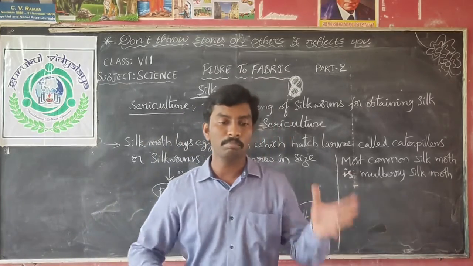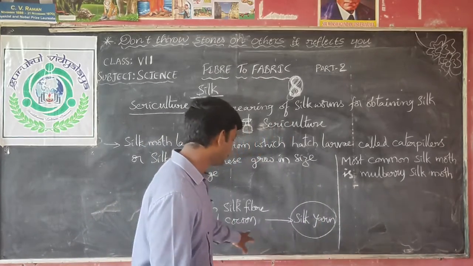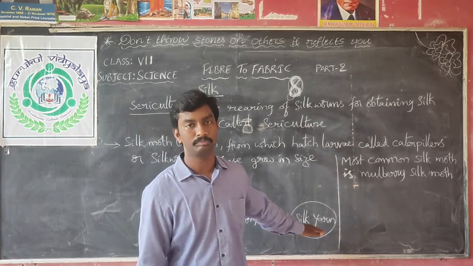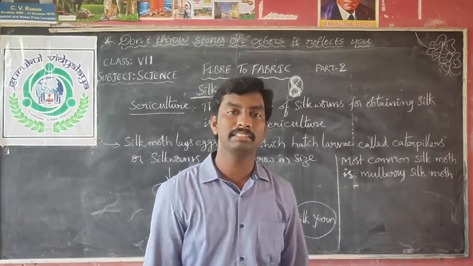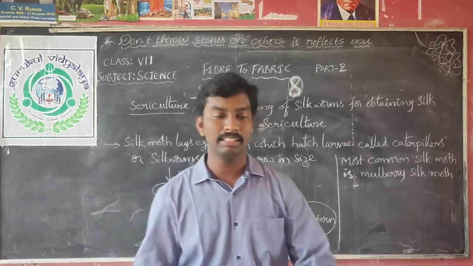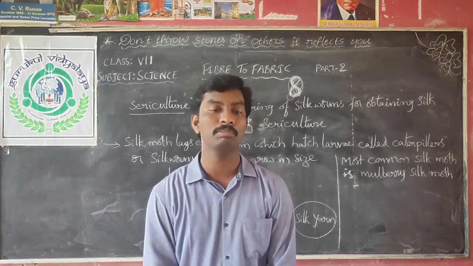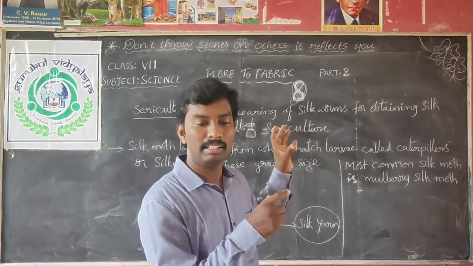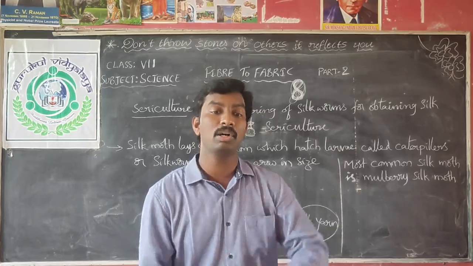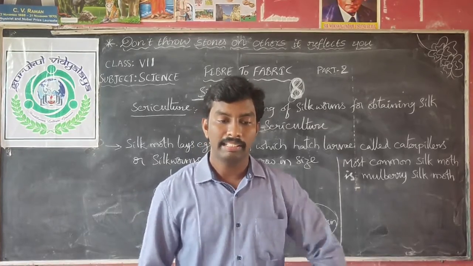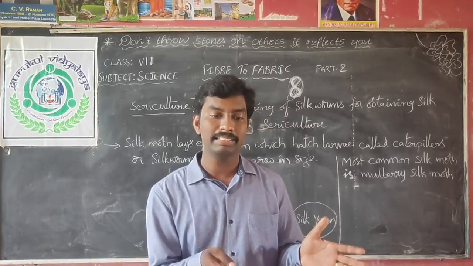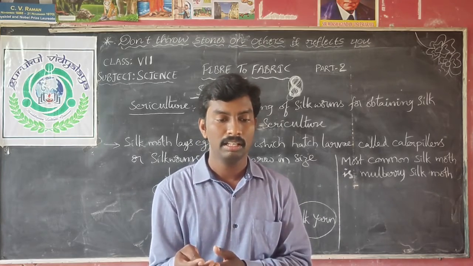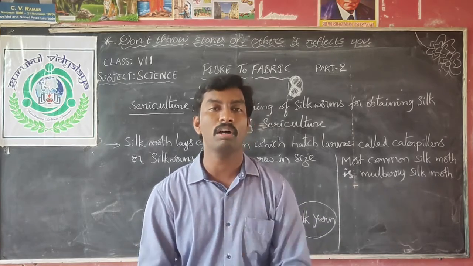So now from the cocoon to the silk, we discuss here how the silk yarn will be obtained from the cocoon. How will we get the silk yarn? To understand that, we have to understand the rearing of silkworms. We already discussed that a female silk moth lays hundreds of eggs at a time, and these eggs are stored carefully on strips of paper or cloth and sold to silkworm farmers.